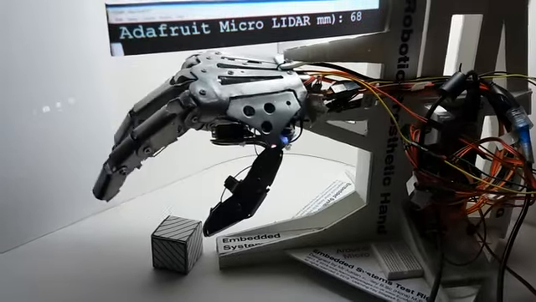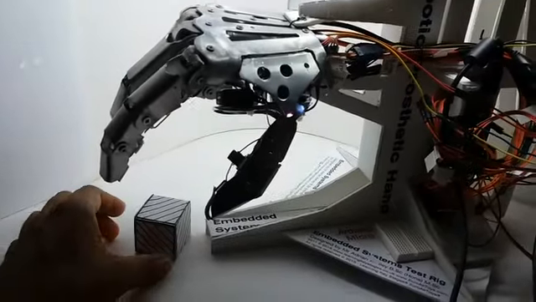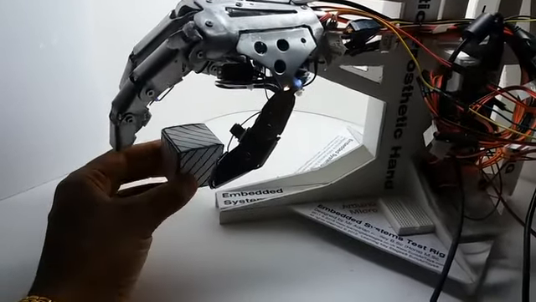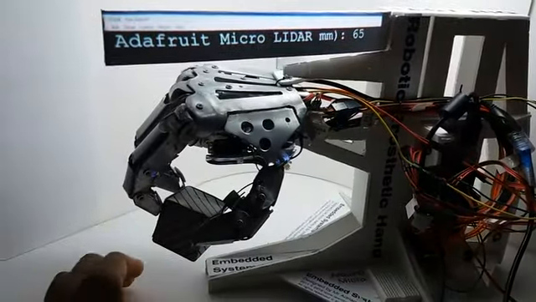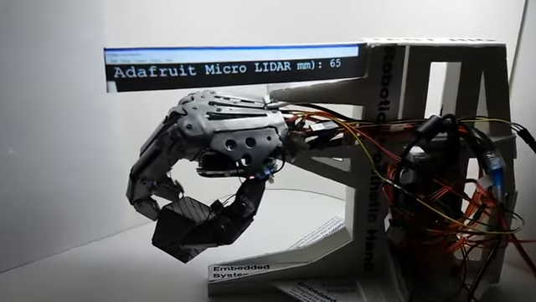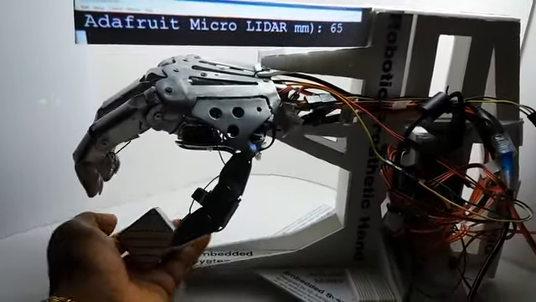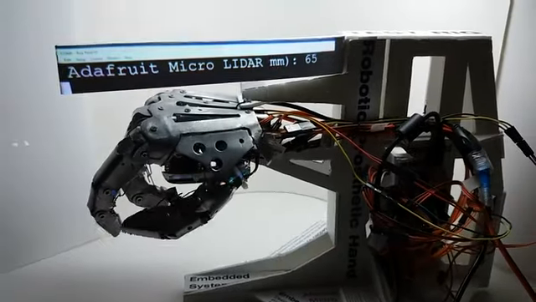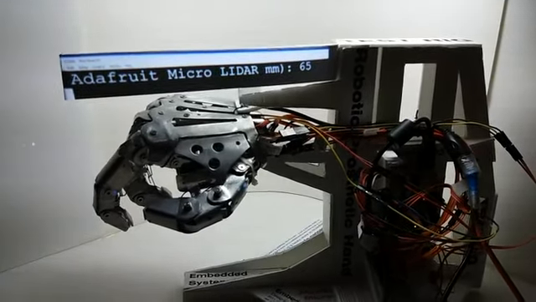The following is a LiDAR demonstration of grasping an object with a robotic prosthetic hand. A brain-computer interface is not connected and not used by the robotic prosthetic hand.